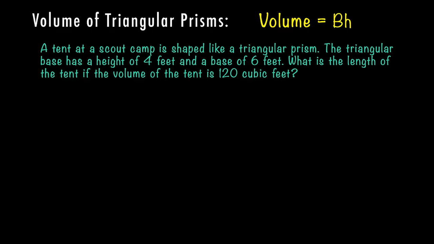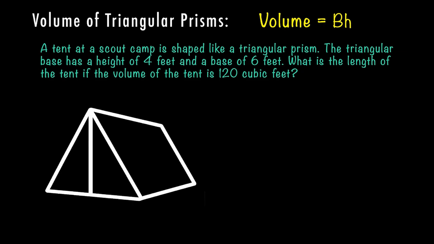Let's try another example with a word problem. So a tent at a scout camp is shaped like a triangular prism. The triangular base has a height of 4 feet and a base of 6 feet. What is the length of the tent if the volume of the tent is 120 cubic feet?